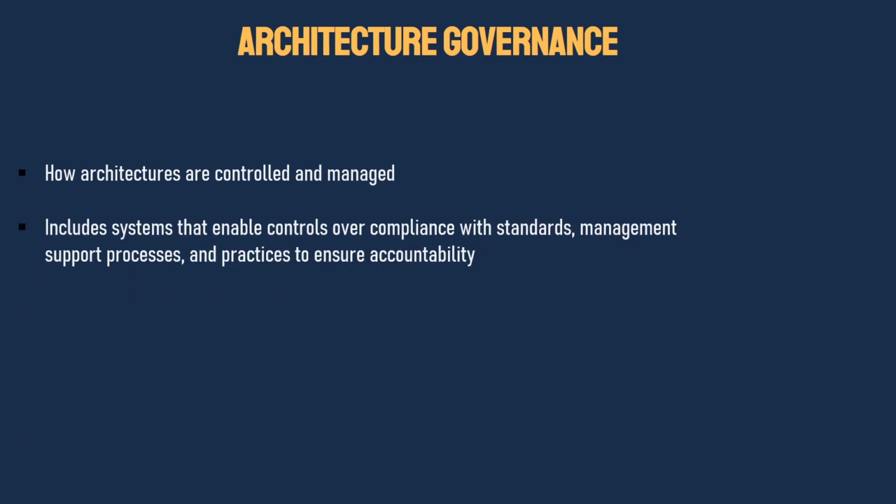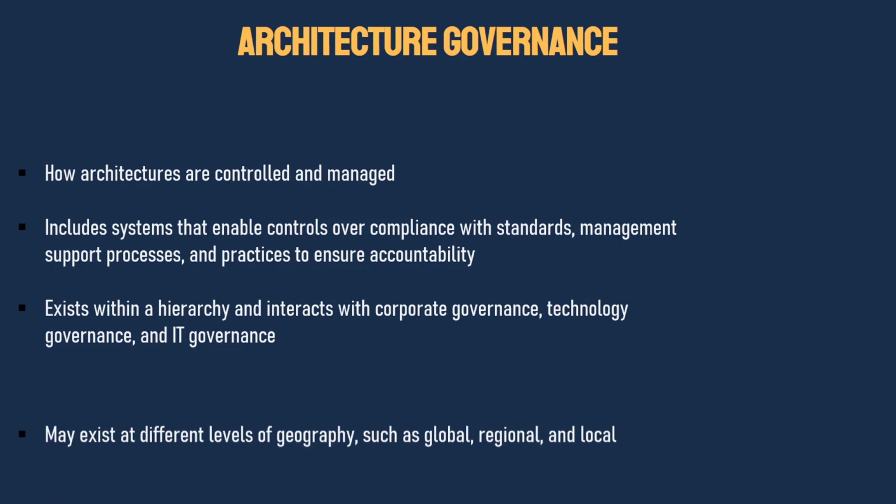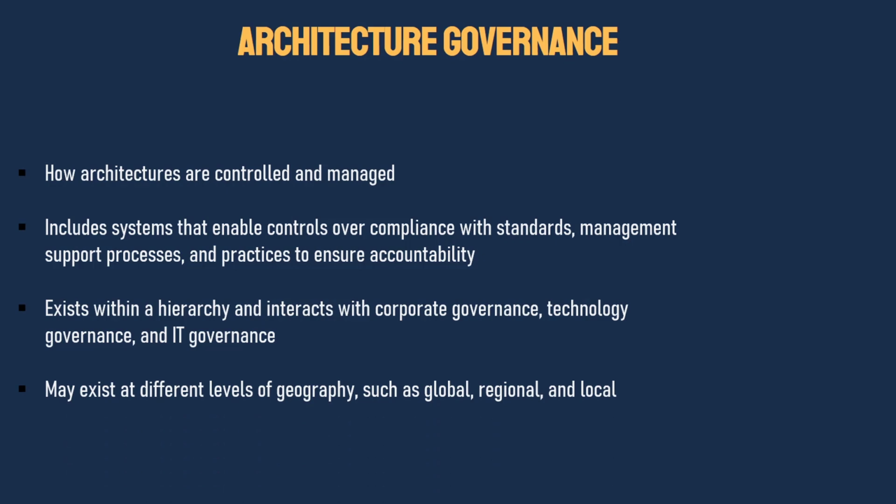Architecture governance is all about how architectures are controlled and managed. It includes systems that enable controls over compliance with standards, management support processes, and practices to ensure good, strong accountability. It typically exists within a hierarchy and interacts with other things like corporate governance, technology governance, and IT governance, which all could coexist at an enterprise. It also may exist at different levels of geography, such as global, regional, and local.